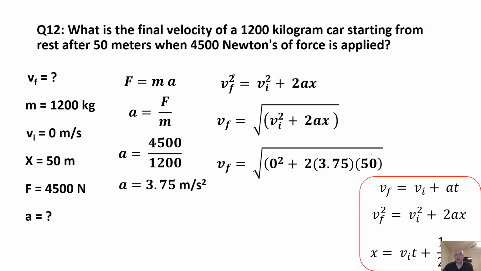Make sure everything is underneath the parentheses. So I was actually missing a parenthesis here. Everything should be underneath the square root. And when you plug in your values and type it in the calculator, you should get 19.36 meters per second as our answer.